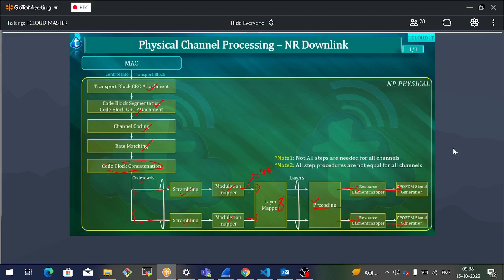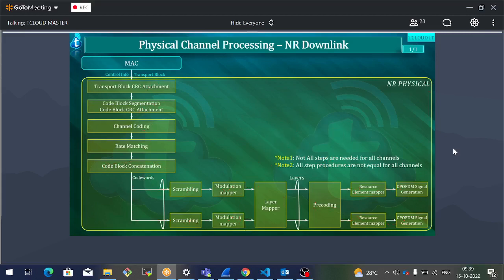And we have learned that this is for the downlink, and if it is for the uplink, between the modulation mapping and layer mapping, you have the DFT part, to do the transform pre-coding in order to reduce the PAPR. So that is the extra step that would be present. This is the overall process that we have completed learning, and we concentrated on each and every step.